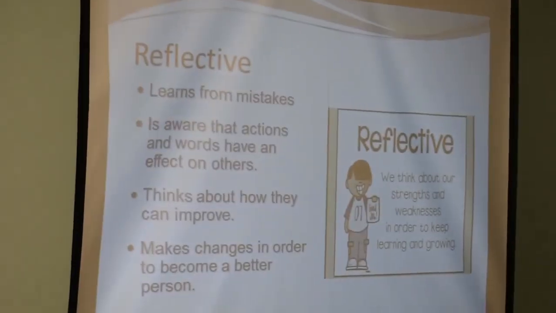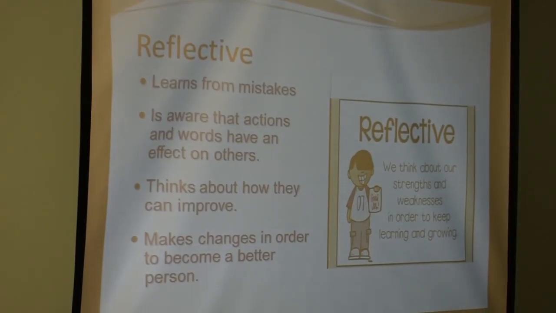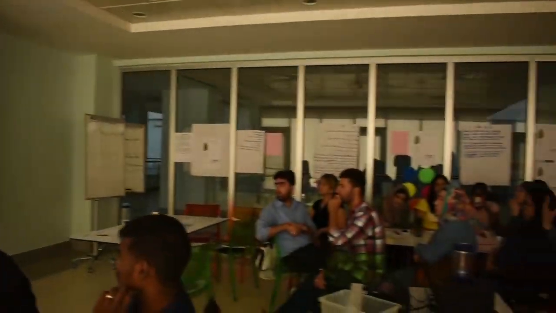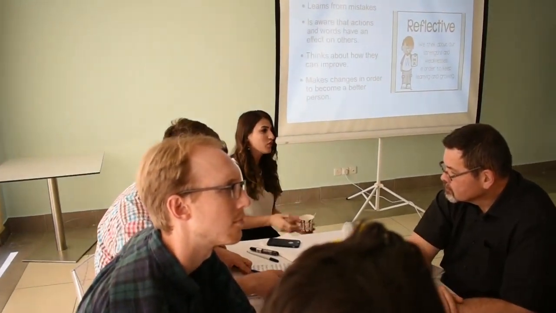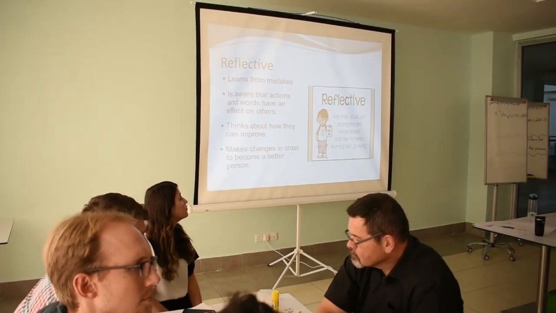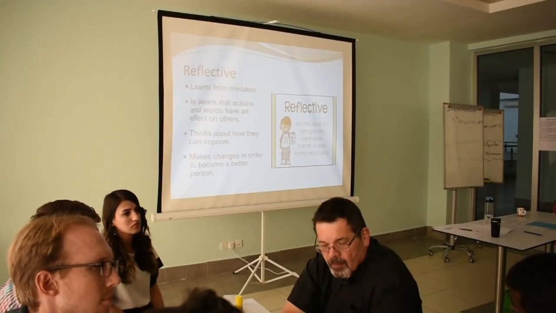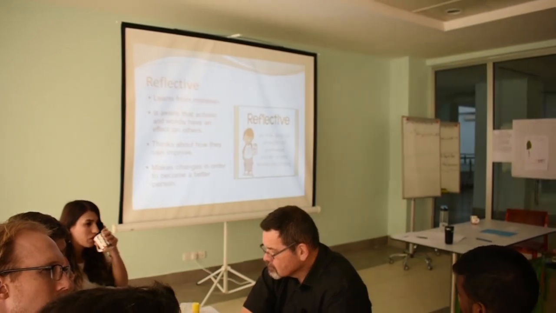Who are reflective students? So they learn from their own mistakes. What else? They try to make changes to become a better student, a better person. They know their weaknesses and their strengths and their areas for improvement. Yep. If you make a mistake, you can learn, find the right way. Good. When they make a mistake, they're able to reflect upon it and try to be better. So they're good.